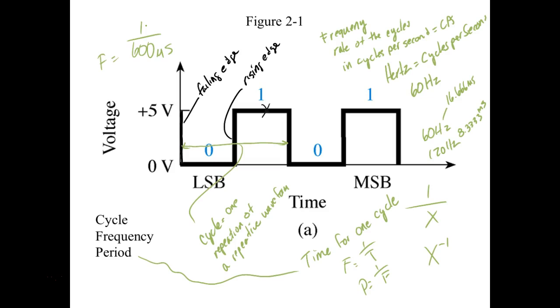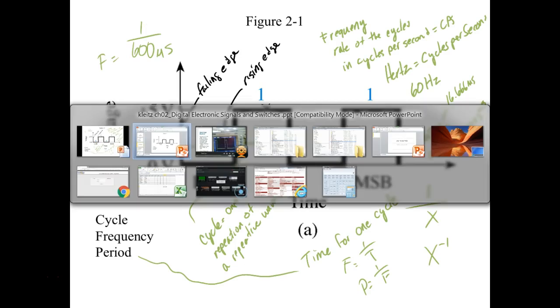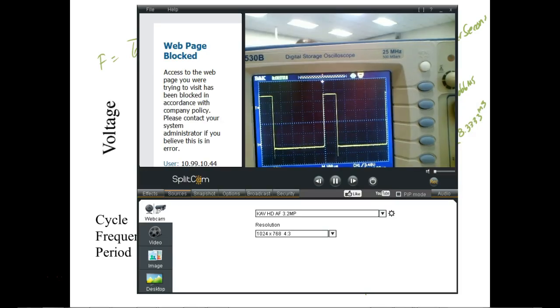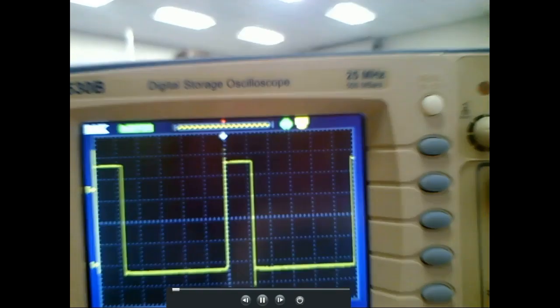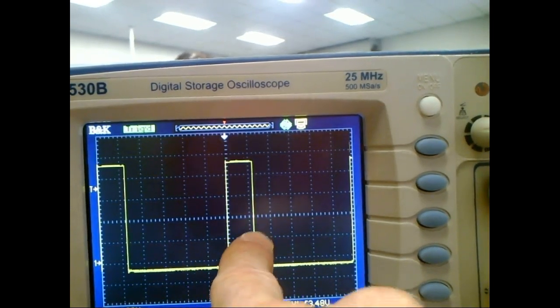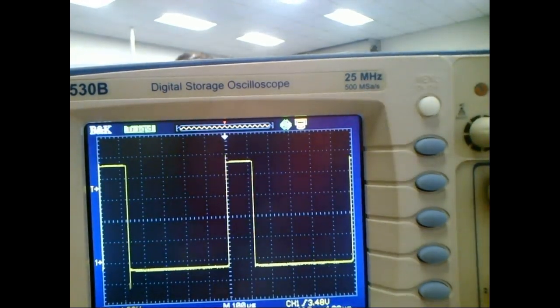Is it 600 microseconds? Let me go back and remeasure. I think I played around with that. Let me look. So here's from here to here. That's 100 microseconds. 1, 2, 3, 4, 5, 6. So it should have been around what? 1.7 kilohertz or something like that. Actually, it's 1.686.